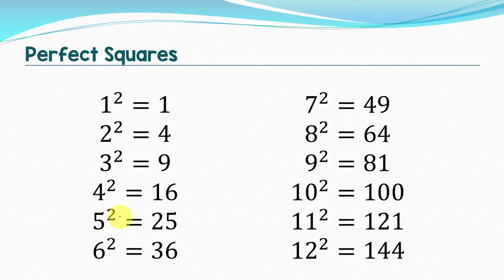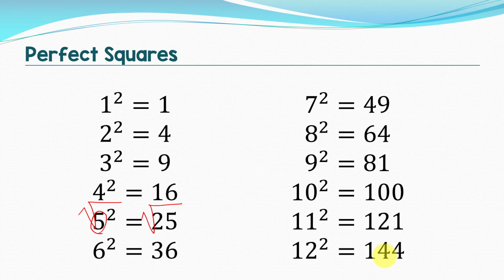25 is 5 squared, so if I'm trying to take the square root of 25, I know that the root of the thing that is squared is 5. Okay, so you want to memorize these. If you don't know them already, it's just really part of your multiplication tables, right?